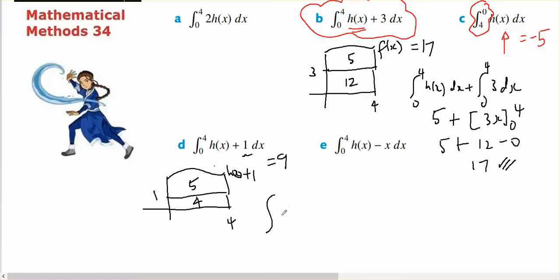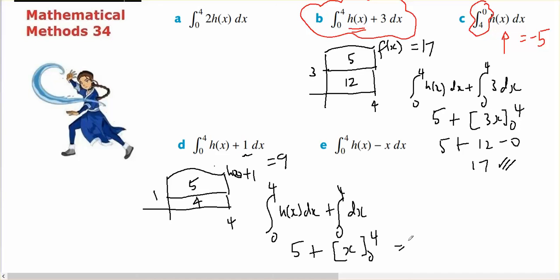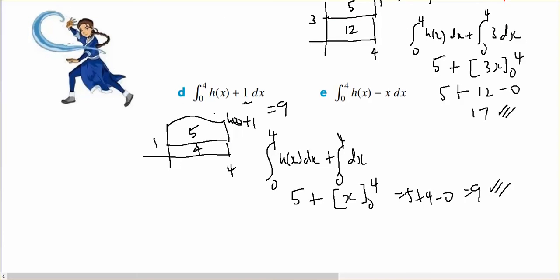And the integral would be from 0 to 4 of h of x dx plus from 0 to 4 of 1 dx. That gives me 5 plus the integral of 1 dx is x from 0 to 4. 5 plus 4 minus 0 equals 9. Okay.